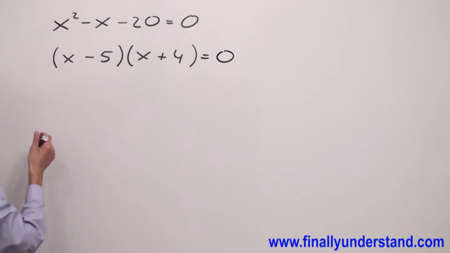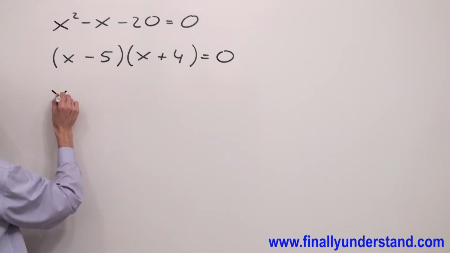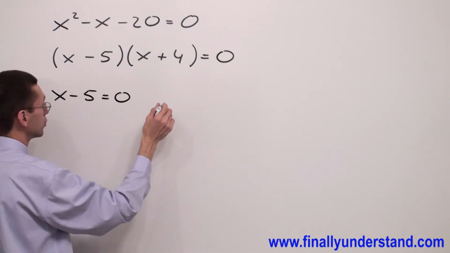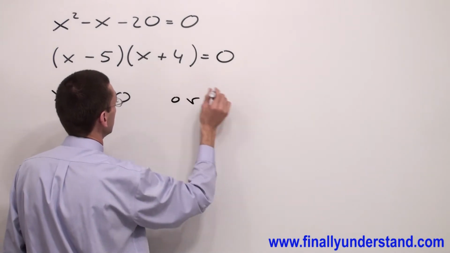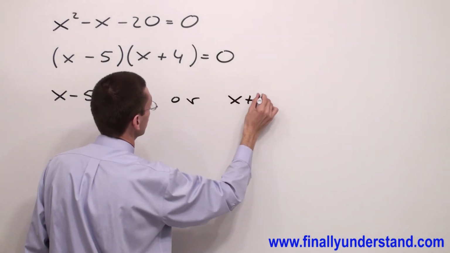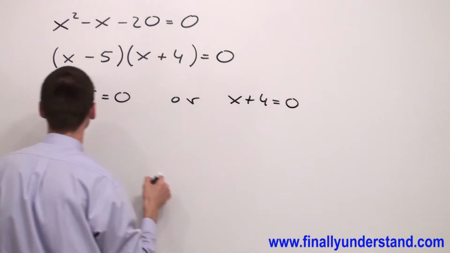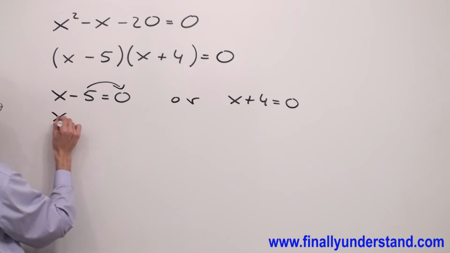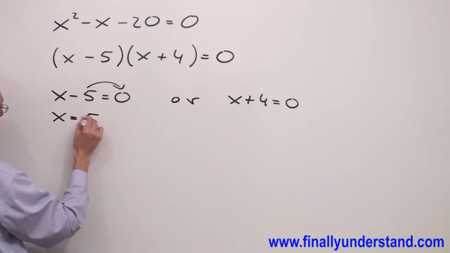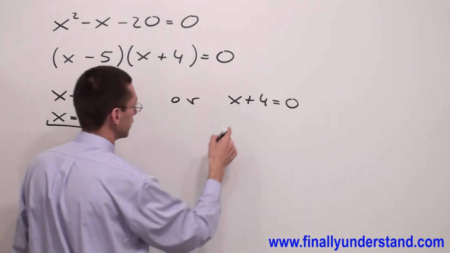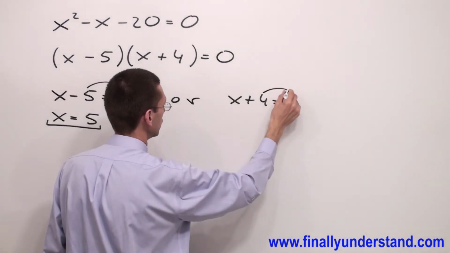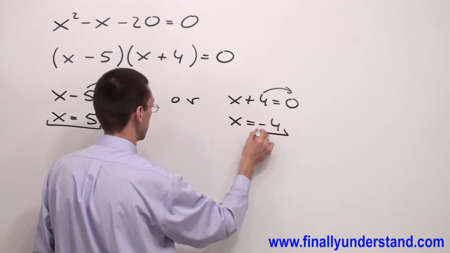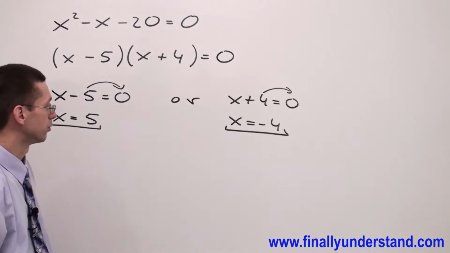Okay, so what we're supposed to do next is take the first factor and make it equal 0. And also take the second factor, x plus 4, equal 0. In order to find the value of x, I have to move negative 5 to the right side, and I have x equals 5. And over here, in order to find the value of x, I have to move 4 to the right side. So I have x is equal to negative 4. These are the values of x.